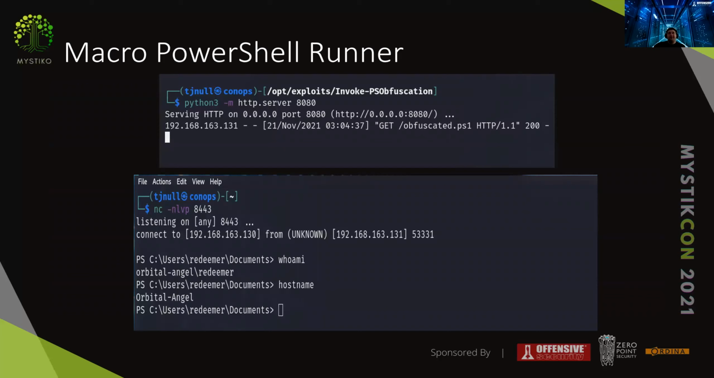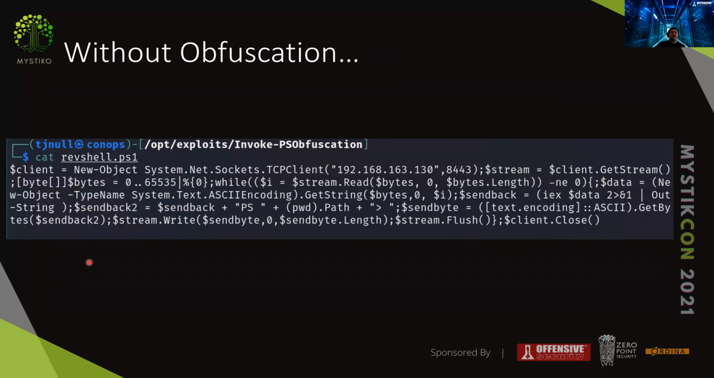As you saw earlier, the macro calls out the obfuscated file, downloads it, and executes it. And as you can see here, I have a reverse shell in PowerShell. So how does this not get flagged by EDR? This is the reverse shell that I used.